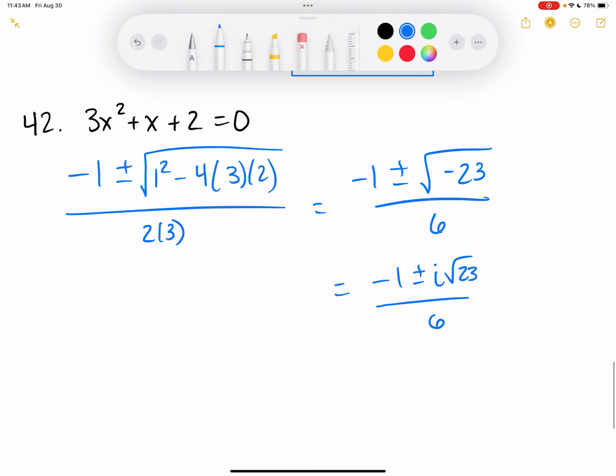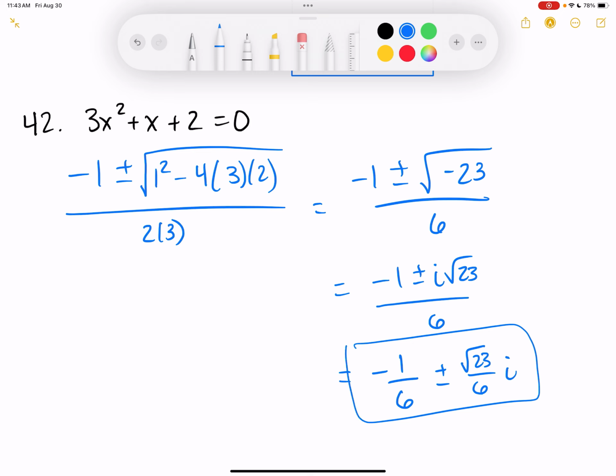Need it in standard form though. Even though it doesn't say it, you should always put stuff in standard form. I will be looking for that on the quiz or test. So negative 1 over 6 plus or minus square root of 23 over 6 times i. And the box is crooked again. I don't really care.